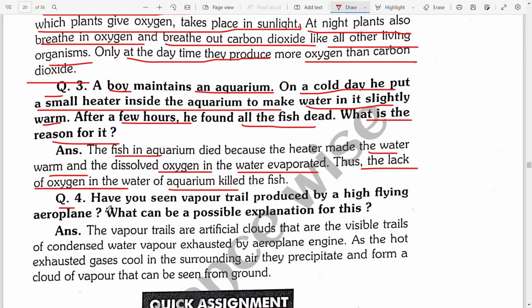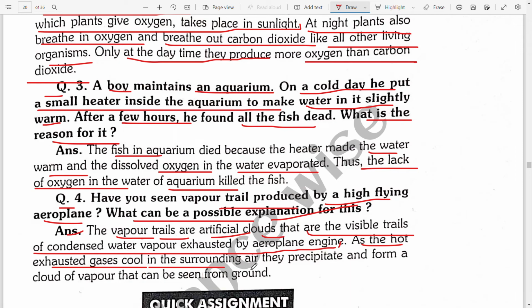Question number 4. Have you seen vapor trails produced by a high-flying aeroplane? What can be a possible explanation for this? Answer: The vapor trails are artificial clouds that are visible trails of condensed water vapor exhausted by the aeroplane engine. As the hot exhausted gas cools in the surrounding air, it precipitates and forms a cloud of vapor that can be seen from the ground.